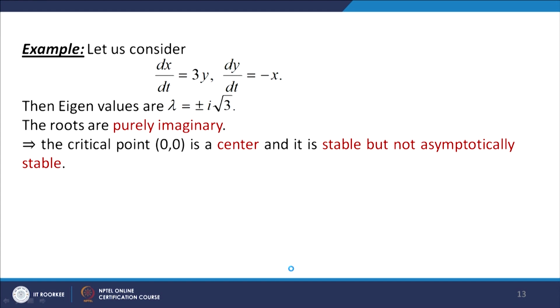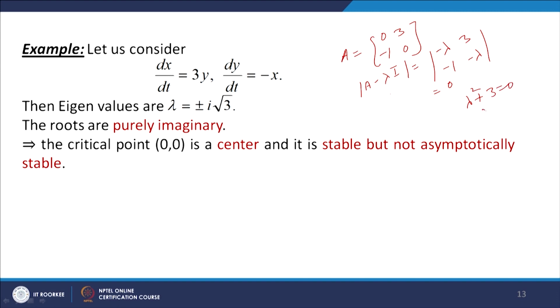Let us consider dx by dt equal to 3y, dy by dt equal to minus x. So here we can see the matrix A is (0, 3; minus 1, 0). A is 0, B is 3, C is minus 1, D is 0. So we get determinant of A minus lambda I, which is (minus lambda, 3; minus 1, minus lambda), equal to 0. So we get lambda square plus 3 equal to 0, so lambda equals plus minus i root 3. So the roots are purely imaginary.